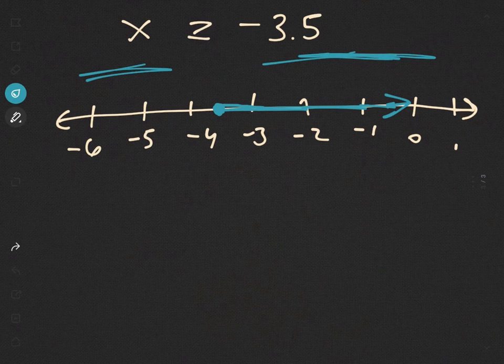And this arrow signifies that the values go on and on and on. Like as you can see here, I have it up to 1, but it can be 5, it could be 15, it could be 432. So that's what the arrow is for. And just to recap, this circle is to show that negative 3.5 is part of the solution set. So this is a valid answer to our inequality.